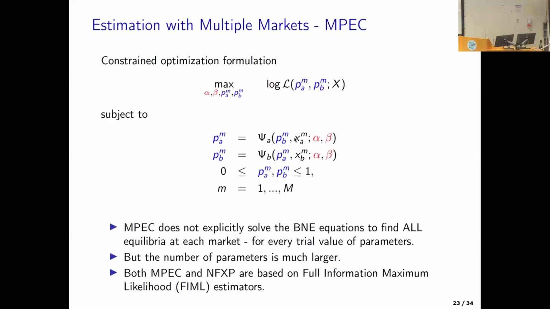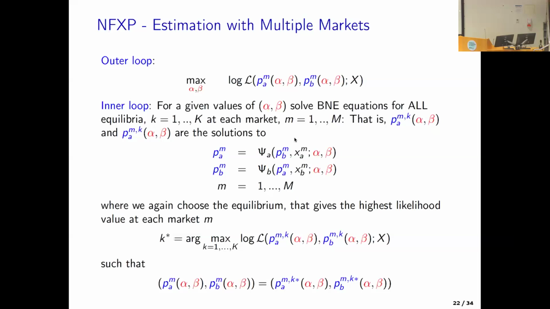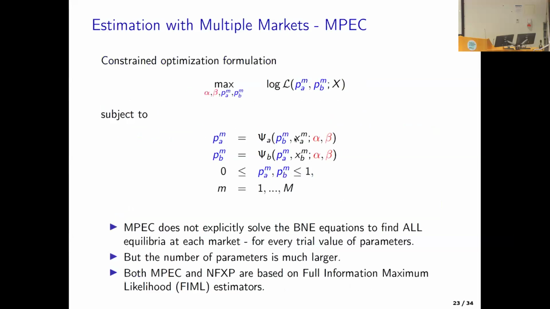That's essentially how you would do the nested fixed point: you would just do that computation of the likelihood for every trial parameter of the structural parameters. So they're kind of the same. With MPEC, you're just going to have a set of constraints. It's going to be all these Bayesian-Nash equilibrium equations holding at each of the different markets.